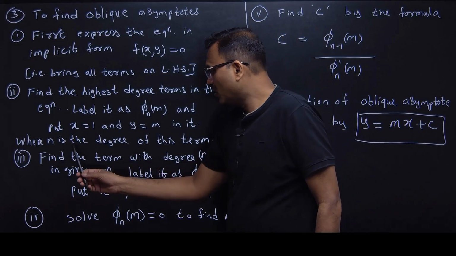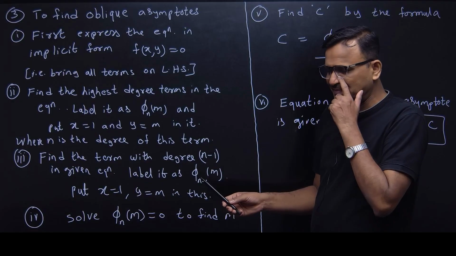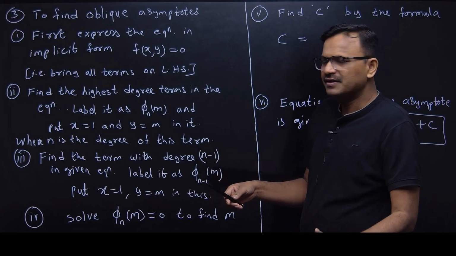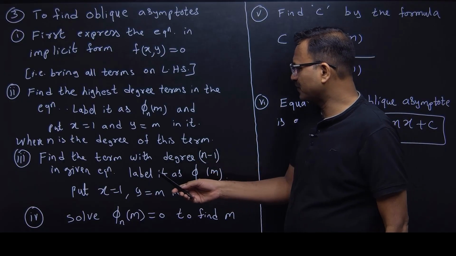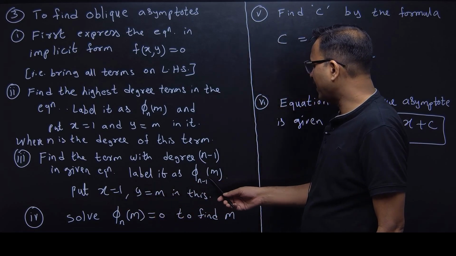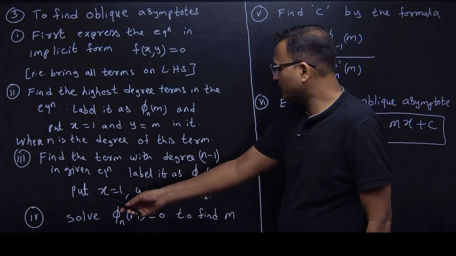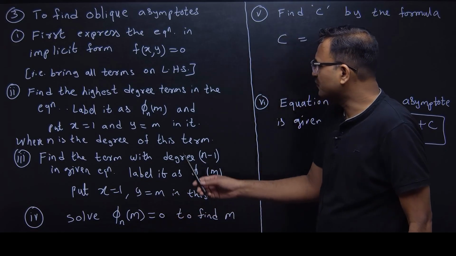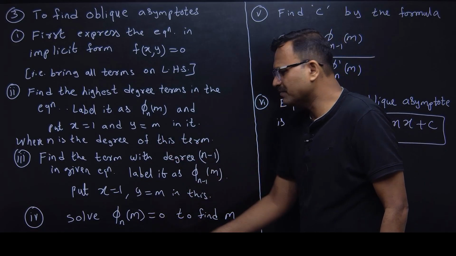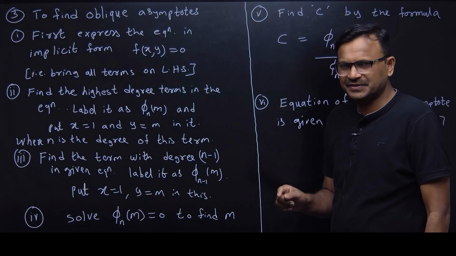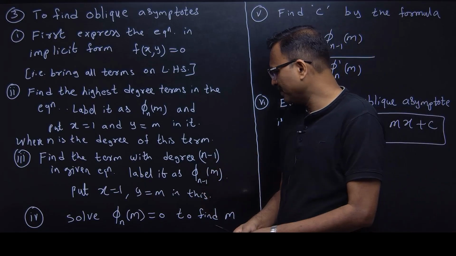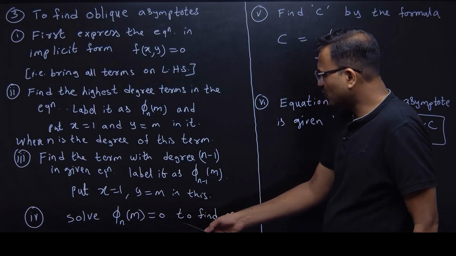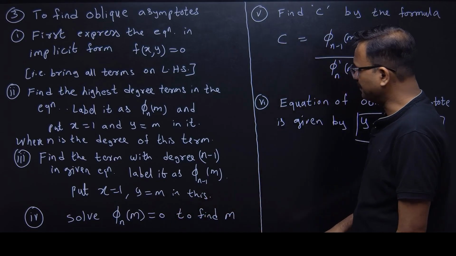Then the next step, find the term with degree n minus 1. If the highest degree term is of degree n, then we identify the term of degree n minus 1 in the given equation and label it as phi n minus 1 m. And again in that we put x is 1, y is m. Then we solve the equation phi nm is equal to 0. Phi nm represents the highest degree term in which we have substituted x is 1, y is m, and that term we equate with 0. Solving that equation, we'll get the value of m.